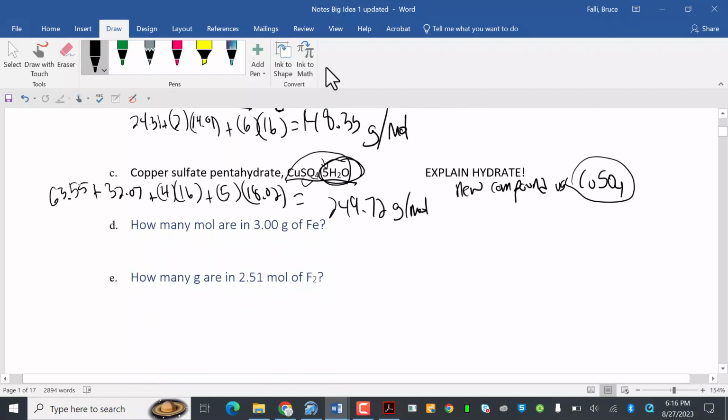So now, new and different things. How many moles are in 3 grams of iron? We're going to show this work this way, because as it gets longer, it's going to get meaner, okay?